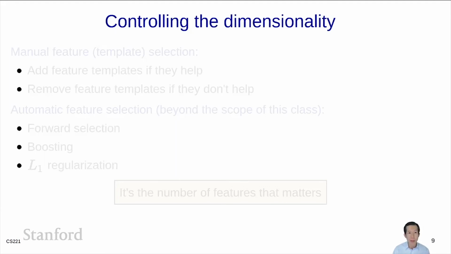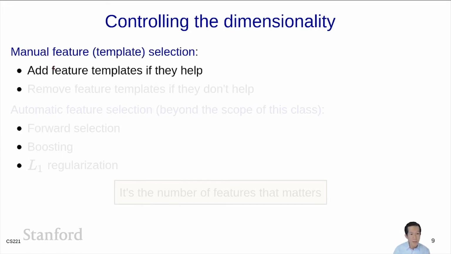So how do you control the dimensionality in practice? The process is called feature selection or feature template selection. You can do this manually by adding feature templates, seeing if they help, and removing them if they don't. And you're trying to manually figure out what is a small set of features that actually gets you good accuracy.